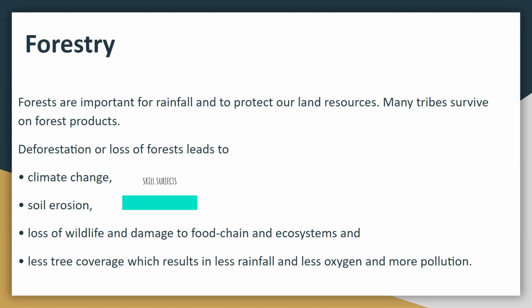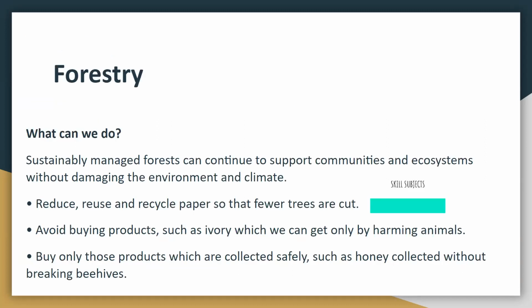So deforestation, or loss of forest, leads to climate change, soil erosion, loss of wildlife, and damage to the food chain and ecosystems. Also, less tree coverage would result in less rainfall, less oxygen, and more pollution. So it's time we act on this because of a lot of construction and deforestation. What is happening is we have less oxygen, and that's why it's not just in our country but all around the globe. Most of the places you will find are polluted.